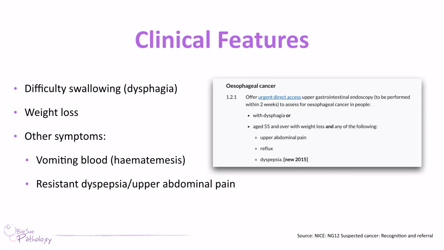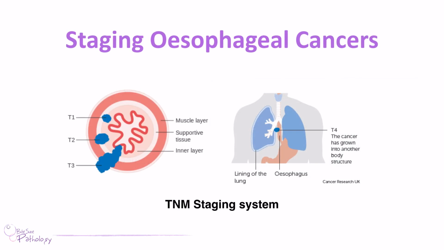And the NICE guidelines in the UK mimic this, or they are based on this, and they tell clinicians to refer people under a 2-week wait to assess for esophageal cancer by doing an endoscopic investigation for patients that have got difficulty swallowing or are aged over 55 and have weight loss and any of those symptoms of upper abdominal pain, reflux, or dyspepsia. So once somebody has been found to have esophageal cancer, we then need to stage it.